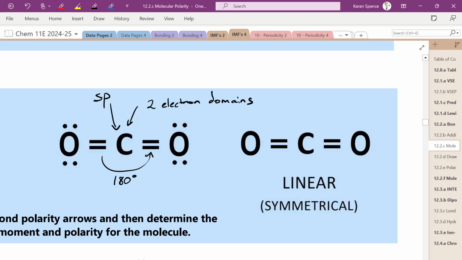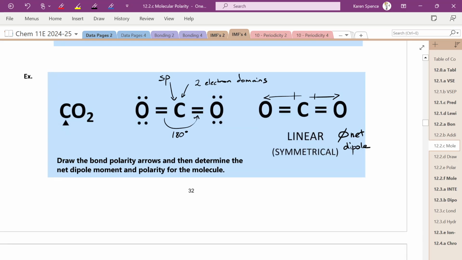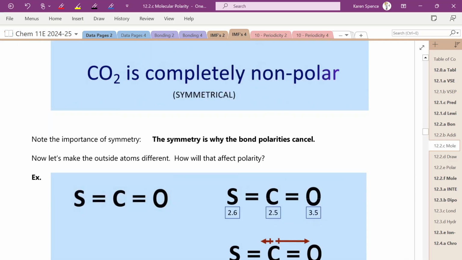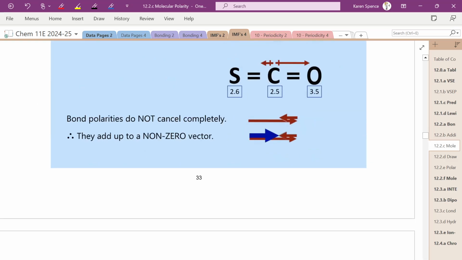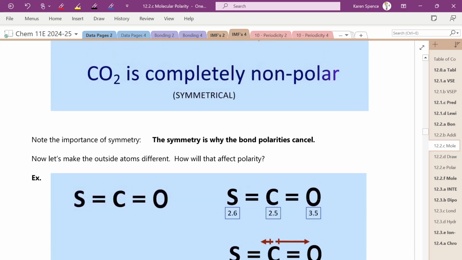Who is more electronegative, carbon or oxygen? Oxygen. So I've got that and I've got that. What would be my net dipole? 0, because they cancel out. Okay, let's keep going here. This is now on page 33.